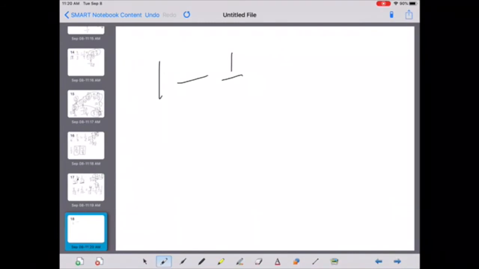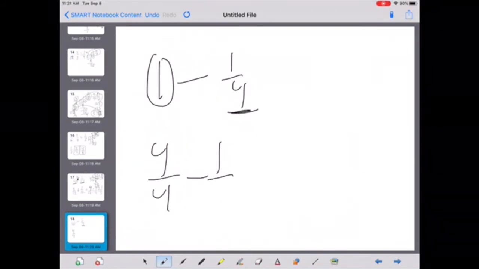26 says take 1 minus 1/4. This is your yellow folder. I'm working with fourths. What does 1 equal? 1 equals 4/4. 4/4 minus 1/4 equals 3/4. So you write 3/4 on the line.